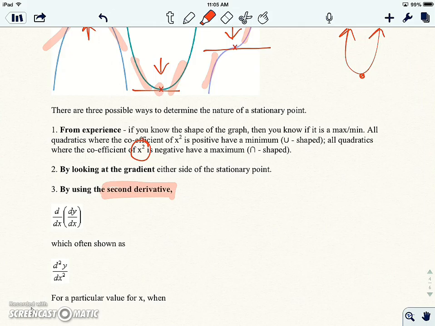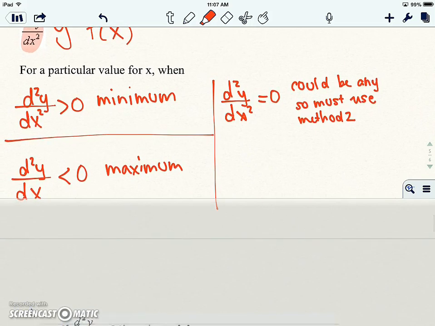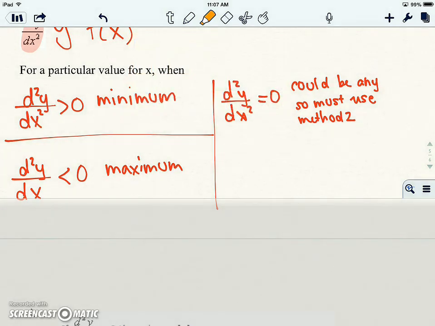So the second derivative is to take the derivative and then take it again. So we can write it like this, or like this, or like this. And for a particular value for x, what I did was I paused the video and wrote in some rules. If you take a second derivative and it ends up being a number greater than 0 at a specific x, so you plug in x into that second derivative and you get a number greater than 0, we know it's going to be a minimum.